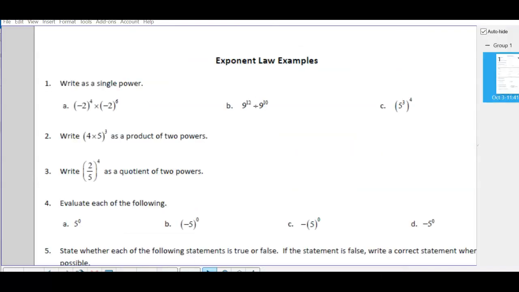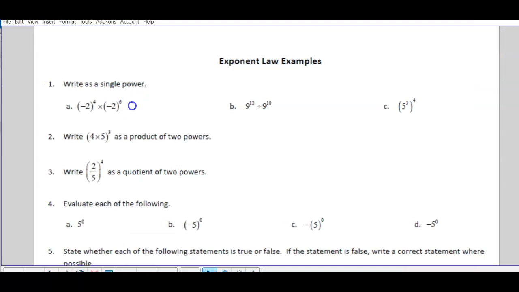It says write as a single power, so we don't have to even evaluate this. Take a look. Is the base the same? It is. It's in brackets, so keep it in brackets. Don't just get rid of the brackets. And then 4 plus 6 is 10. You do not have to evaluate.